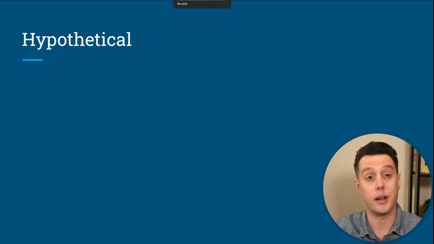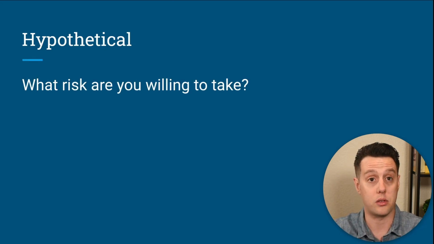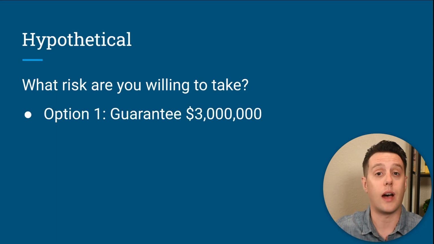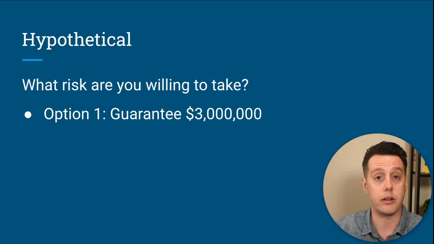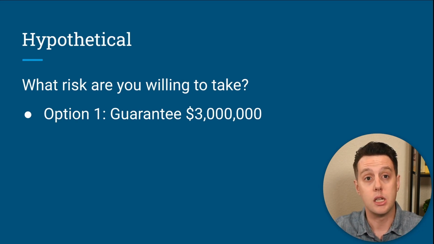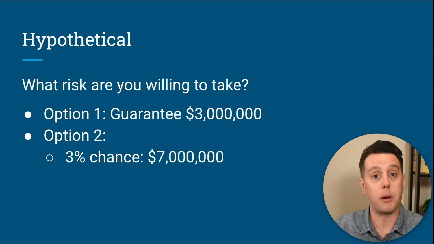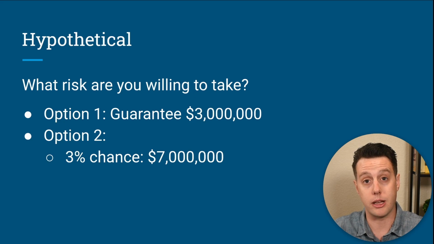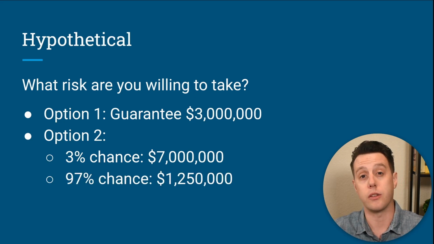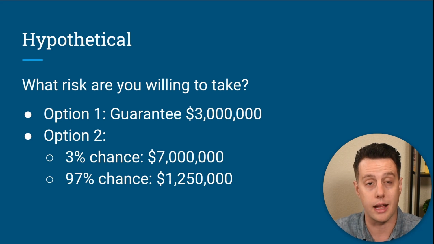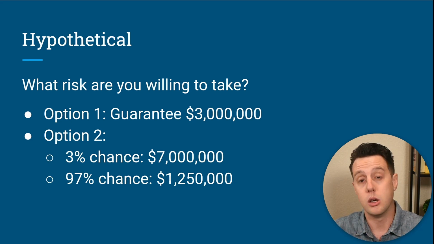So I'm going to ask you a hypothetical to think about this risk. What is the risk you're willing to take? Let's say you have option 1, which is a guaranteed $3 million retirement portfolio. Or let's say you have option 2, where you have a 3% chance at having a $7 million retirement portfolio, or a 97% chance of having a $1.25 million retirement portfolio. Which one of these options would you choose?